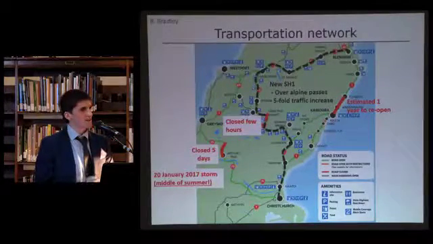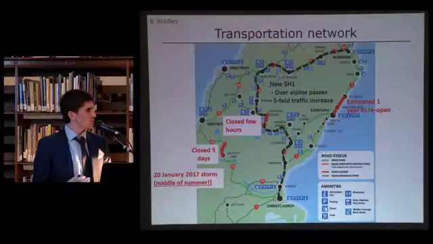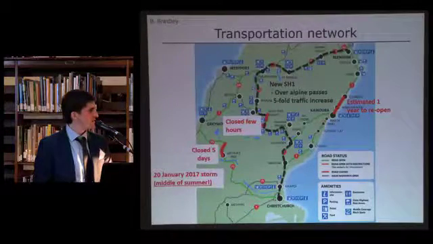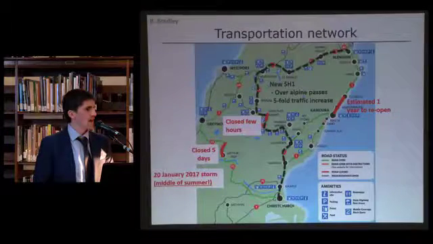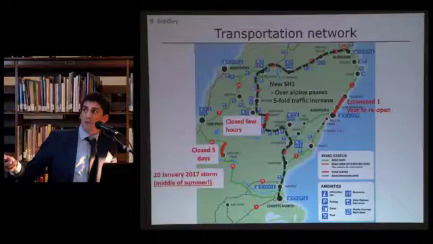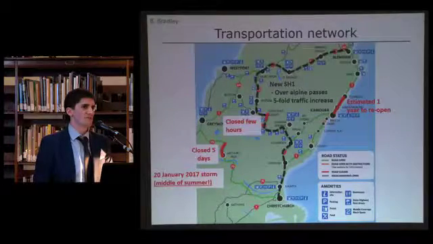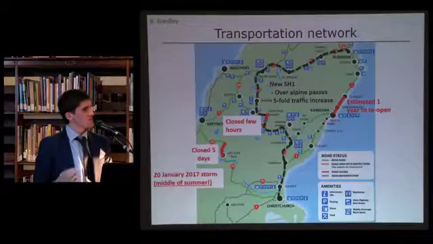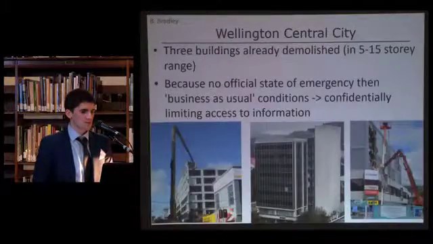Throw into that mix the fact that because New Zealand's an island in the Pacific, it doesn't have continental weather patterns. So as one example of this, on the 20th of January this year, in the middle of summer for New Zealand, there was a storm that came across and closed one of the other alpine passes for 5 days and closed one little section there for a couple of hours. And so you can start to see here the huge issues associated with transportation resilience that New Zealand suffers in this particular part of the country.